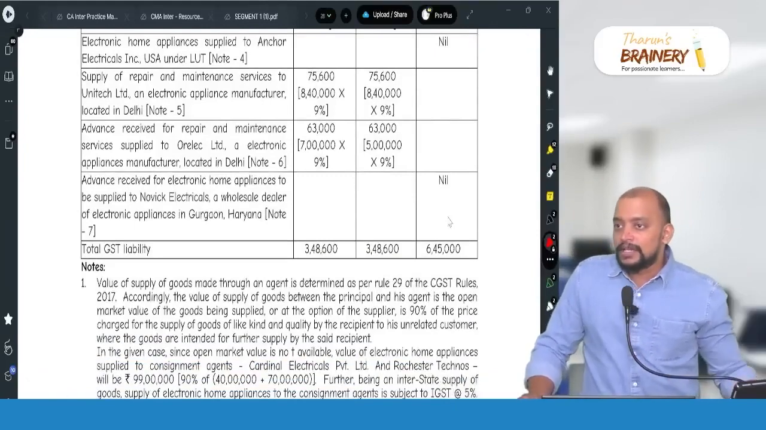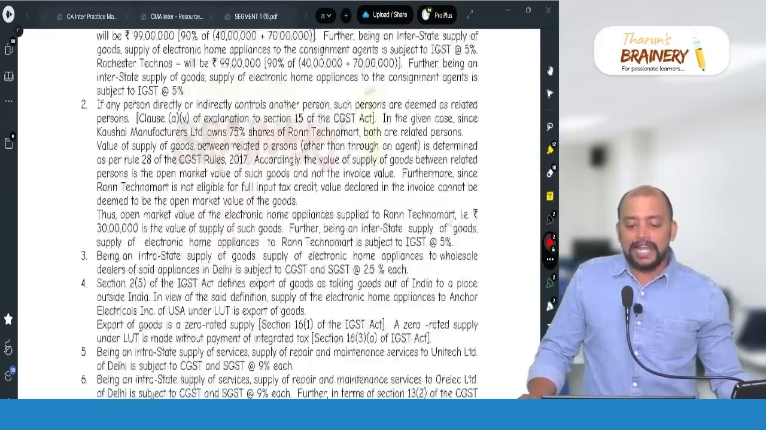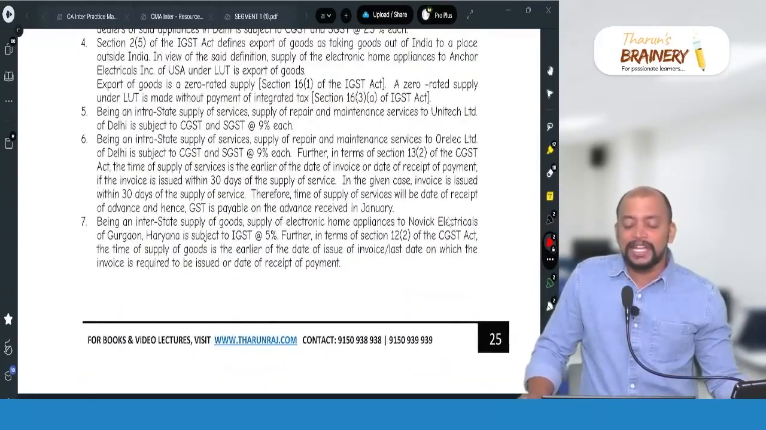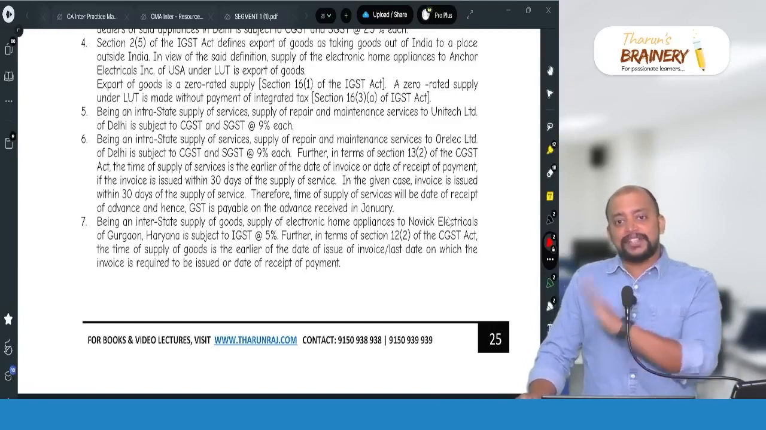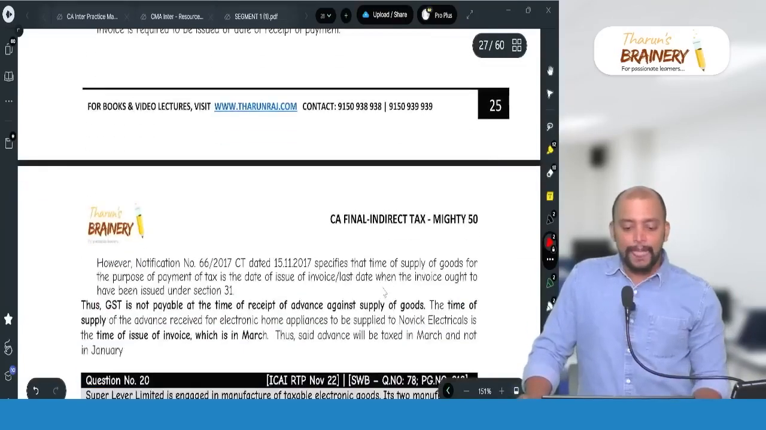That is the total. So this is how you need to arrive at the liability. This question is related purely to valuation and place of supply. Value of supply and place of supply, that is connected here.